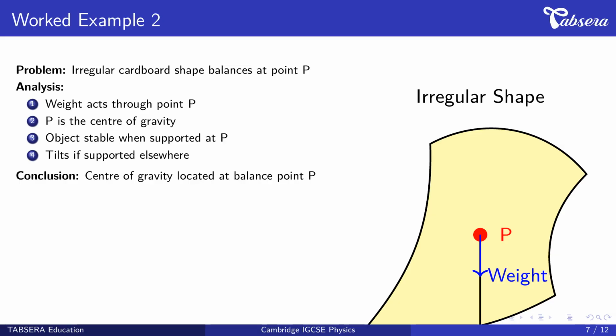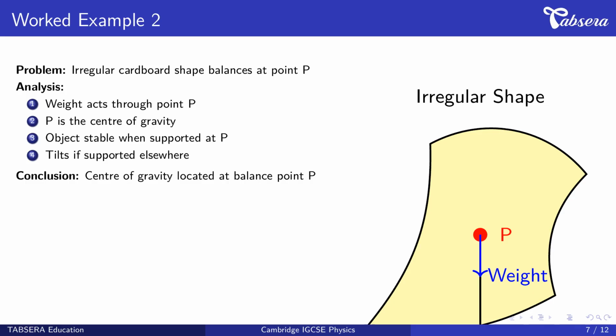Example 2 applies the same principle to an irregular shape. The problem is, an irregular cardboard shape balances at point P. What does this tell us about the centre of gravity? Now we analyse step by step. First, identify what happens at the balance point.